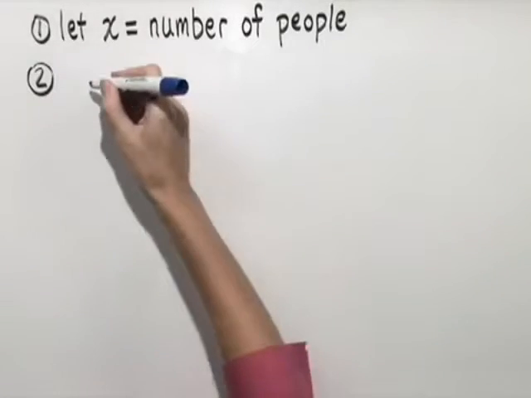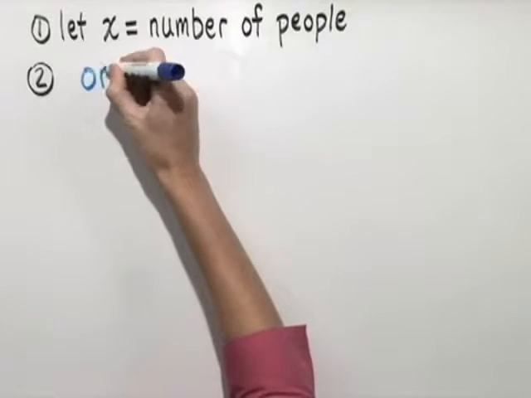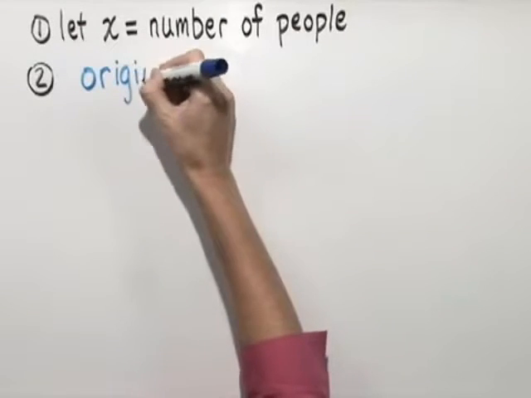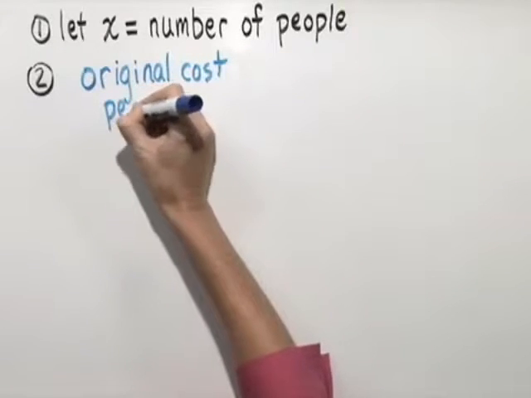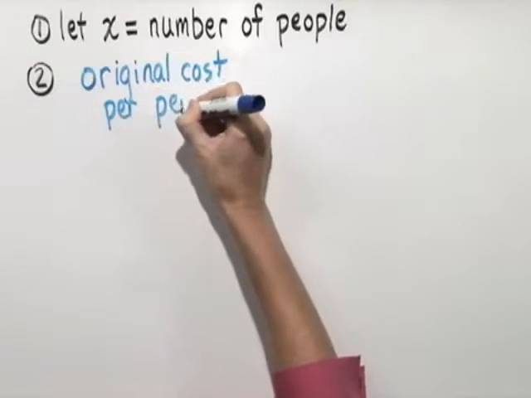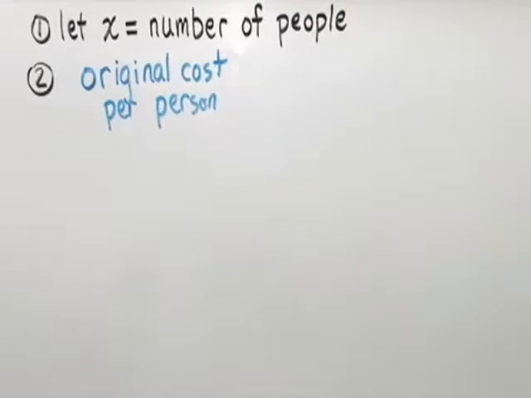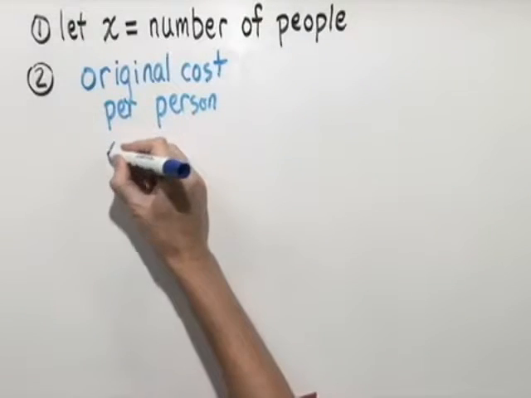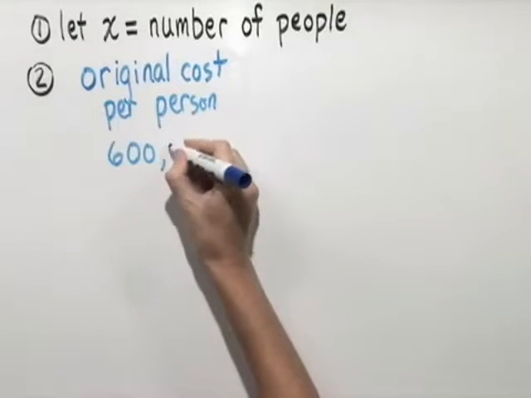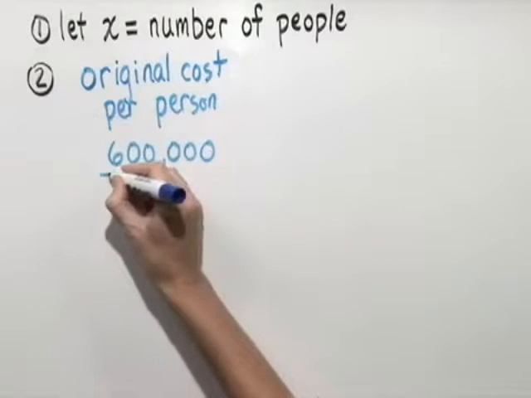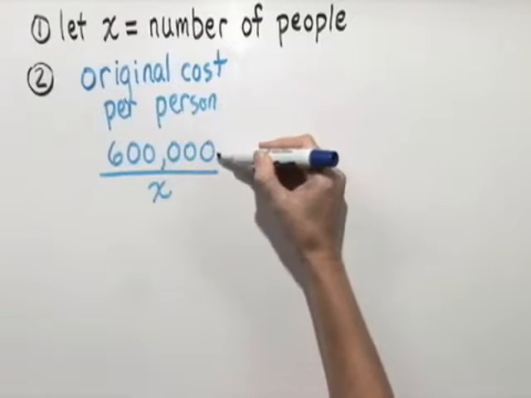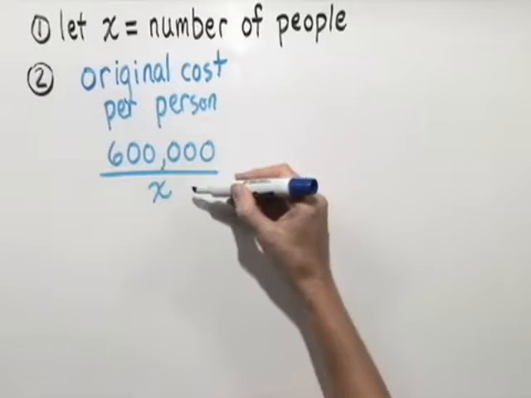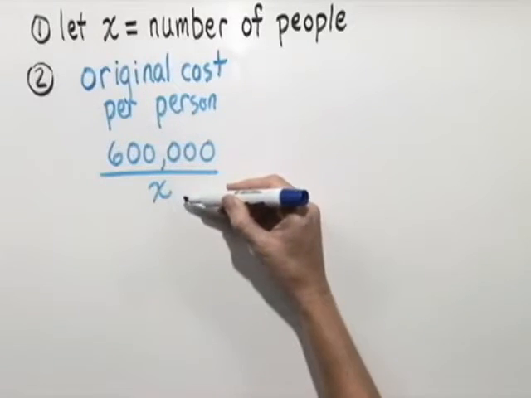We know that we have some original cost per person. And let's figure out what that is. Well, we know that the original cost for the vacation cabin is $600,000. And we know there are x people in the group. So the original cost per person should be that total cost of the cabin divided by the number of people.